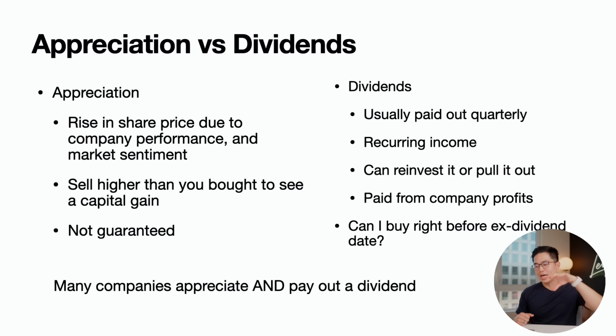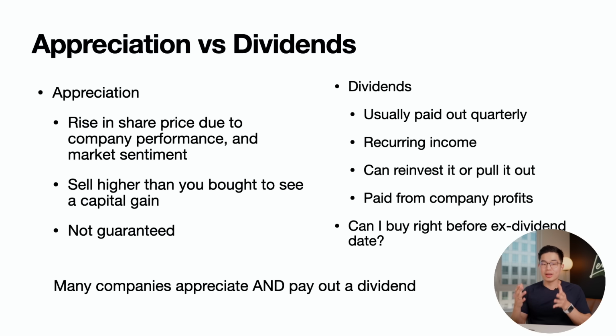Now you might be wondering, how come I can't just buy a stock right before the ex-dividend date, right before that dividend is actually paid out, and then sell that stock right after when I come out ahead? The problem with this is that the stock price actually normally drops exactly by the dividend amount right after. So it's basically a wash. You don't really come out ahead.